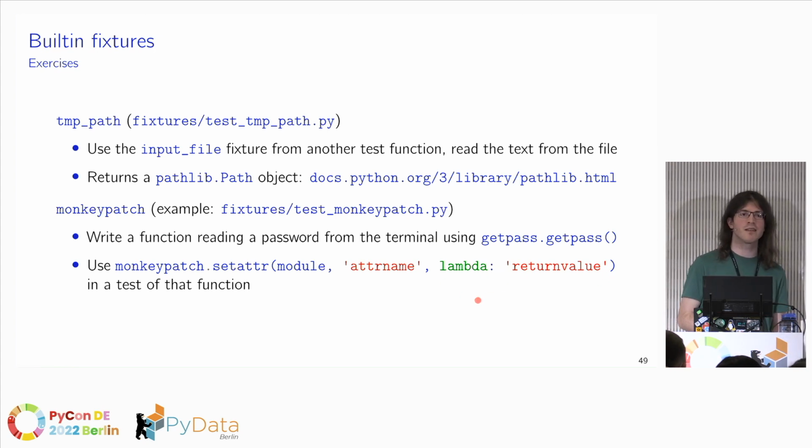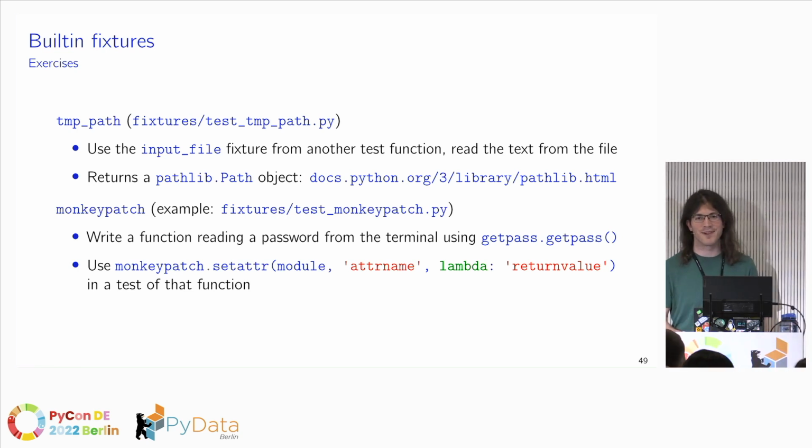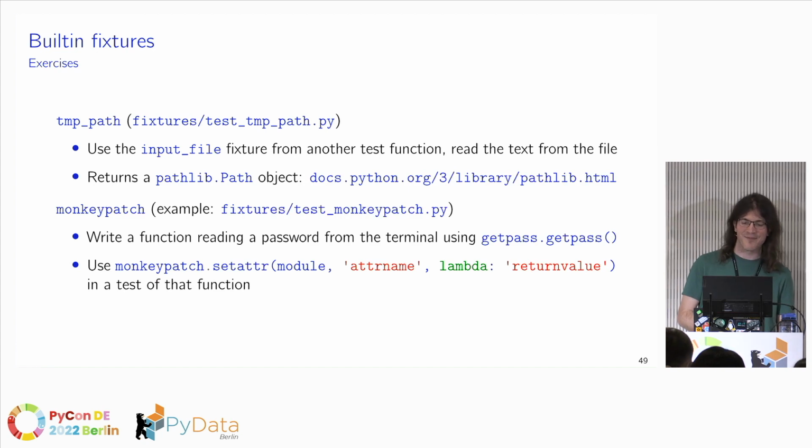Now, could you raise your hands if you have used lambdas before? Wow, that's a lot of people. I didn't expect that. So lambda is basically just a function without a name. If you prefer, you can write your own function instead, call it fake_getpass or whatever, and then here pass in fake_getpass instead of using a lambda.